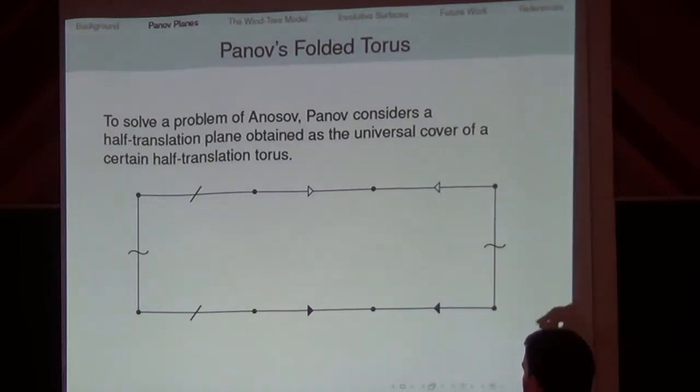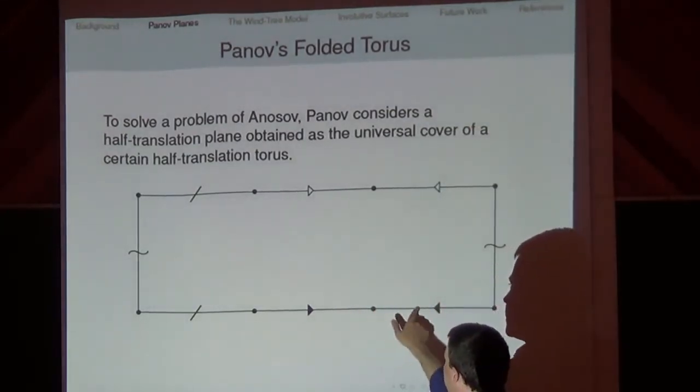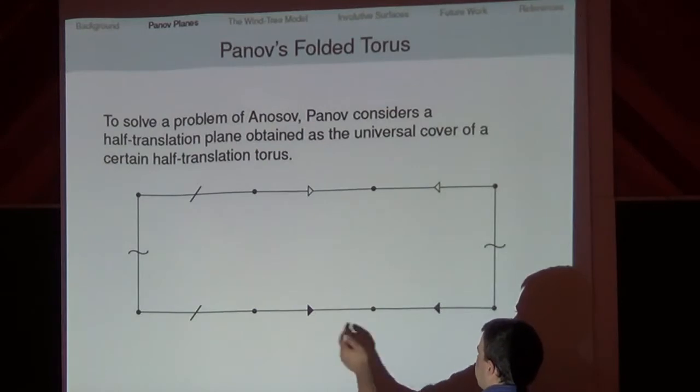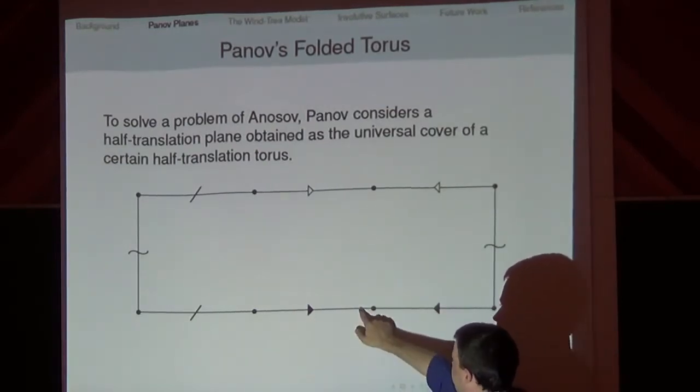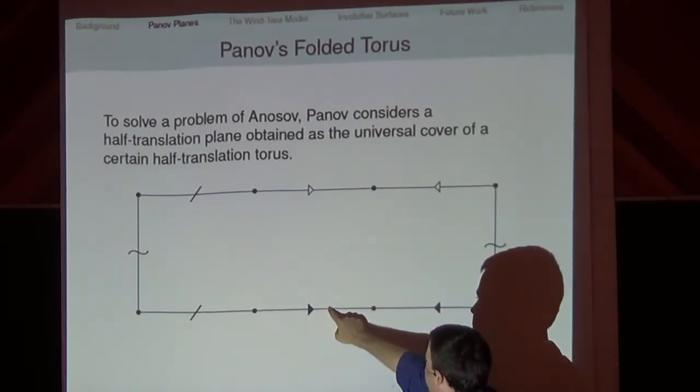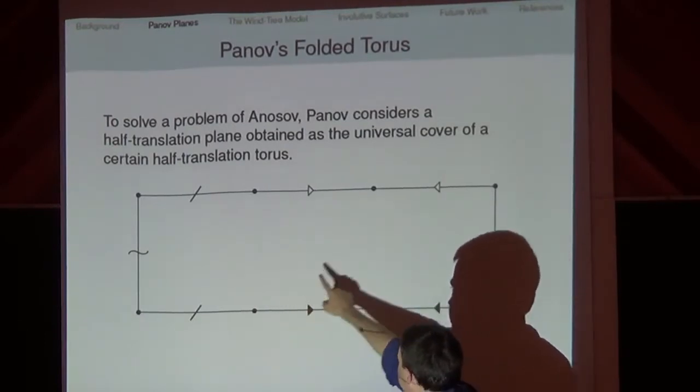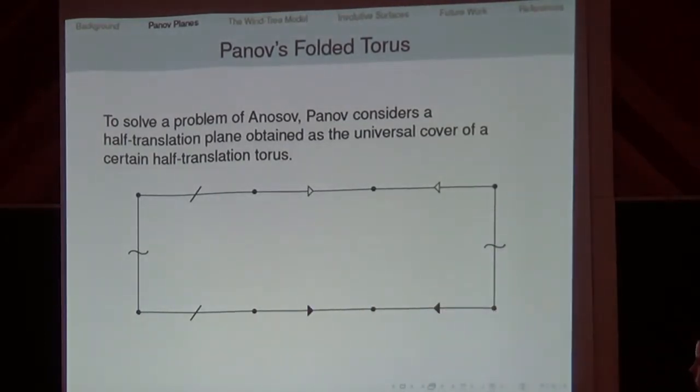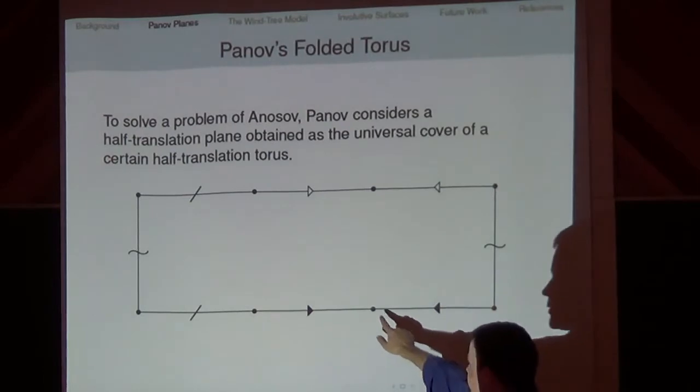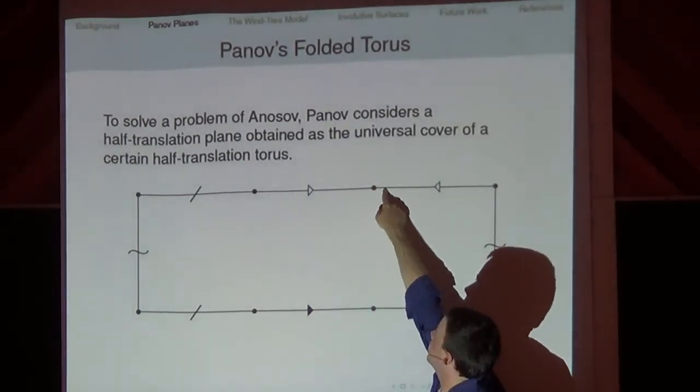So maybe I should clarify what these arrows mean. These two arrows mean that I'm folding these two sides together. So this point here is identified with the point here. This point is identified with this point. This point is identified with this point. So I'm just folding those two sides together. So this has cone angle pi. This also has cone angle pi.